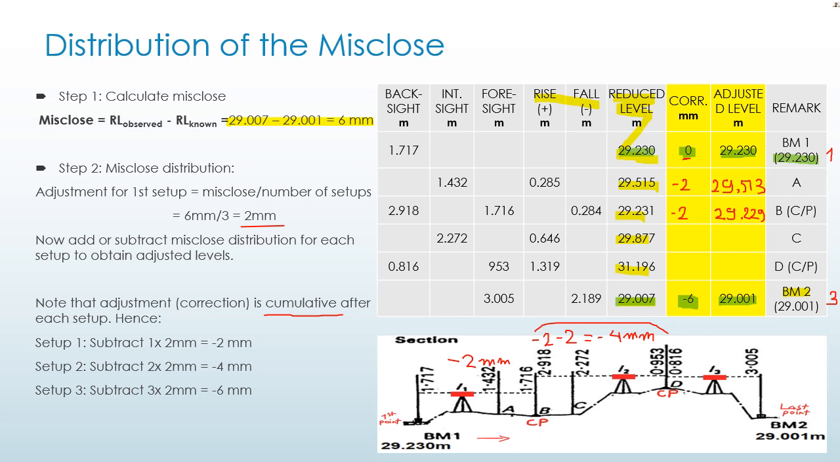So you will have point B, C, D for setup number 2. Point B we already corrected from the previous setup, so we just keep it there, -4 and -4 for the next setup. So then the result is going to be 29.877 minus 4, so 873, and here 31.192. So then you move on to the last setup.